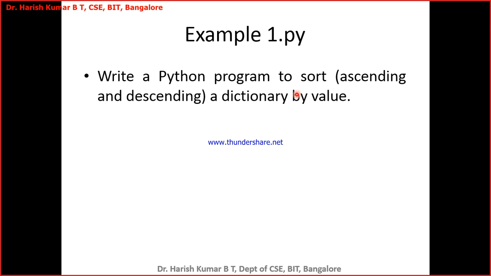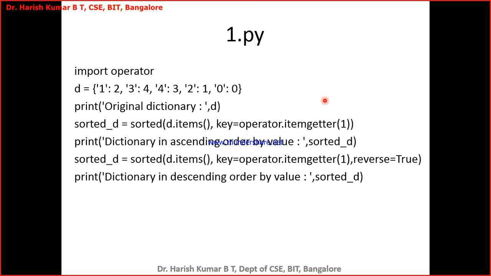That was the question given: dictionary by value. And what I'm doing now is operator.itemgetter of 1. Now if I give 0, it will sort the items based on the key. I don't want it to sort based on the key, I just want all the key value pairs to be sorted based on the value. So I'm giving it as 1. After that I'm printing the dictionary in ascending order by value, and again I want it to be sorted in the decreasing order also.